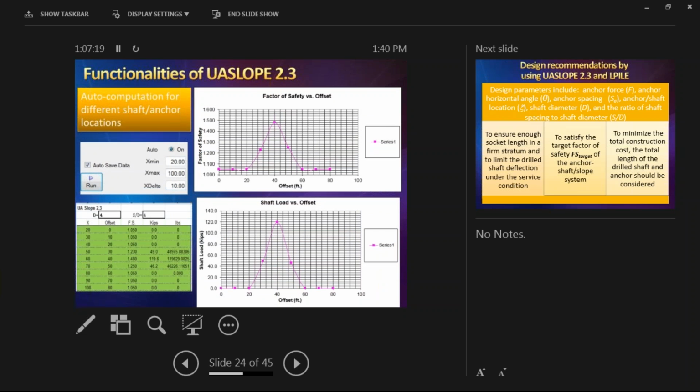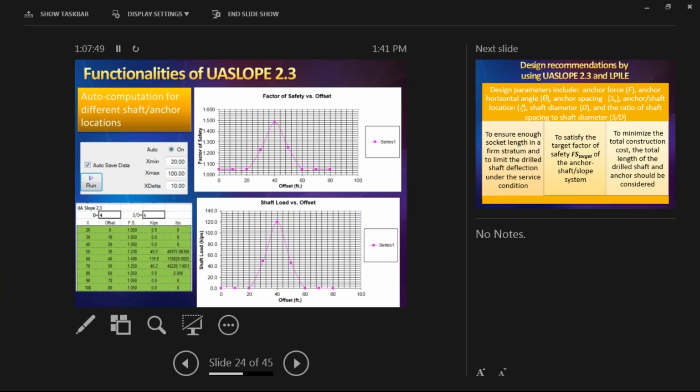And here's one example showing the output. You can see that this example showing we have an automatic run for multiple positions of drill shaft. So start at the 20 meters offset from the crest of the slope, and to 100 meters, and each 10 feet, you will find new positions.